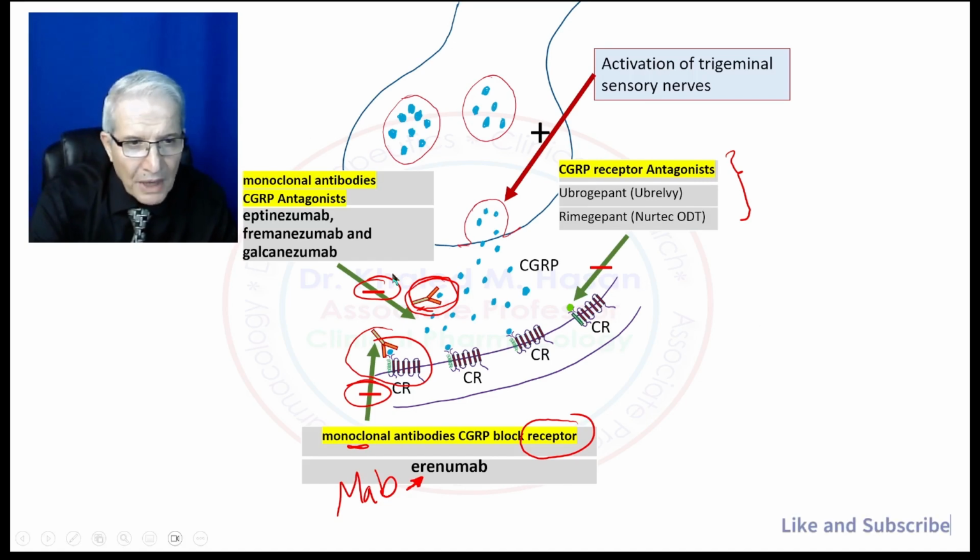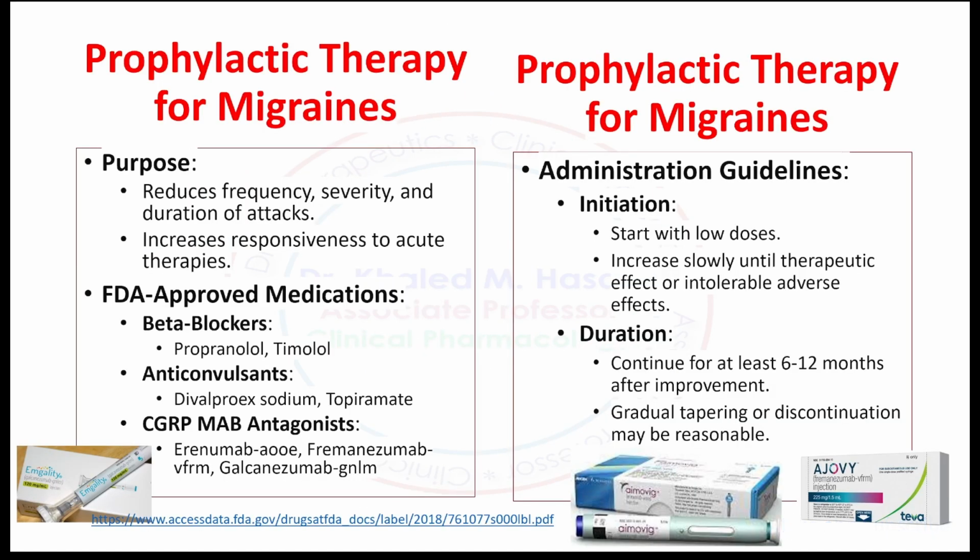Okay, moving to the next important section for us. So all these discuss the individual drugs, starting with ergotamine, triptans, lasmiditan, with rimegepant and erenumab, and NSAIDs, aspirin. Okay, speaking about the prophylactic therapy of migraine, as you can see here, the purpose is to reduce the frequency, severity, and duration of attacks, and increase responsiveness to the acute therapy.